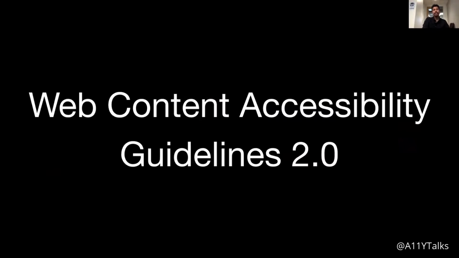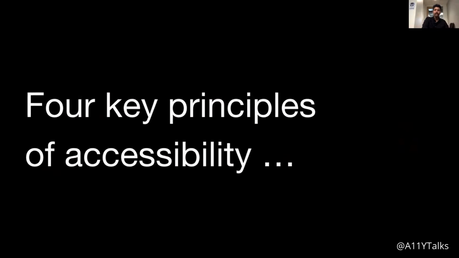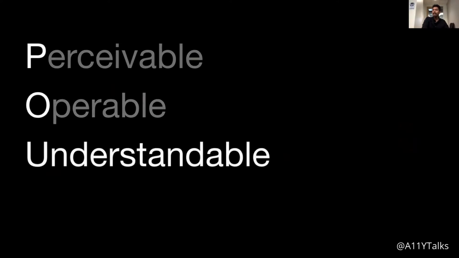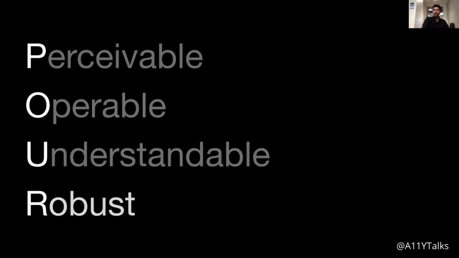WCAG is a set of guidelines which are associated with testable success criteria which are based upon 4 key principles. In order to be accessible, a UI must be perceivable, operable, understandable, and robust. These are often referred to as POUR. Let's take a look at these principles a bit more closely.